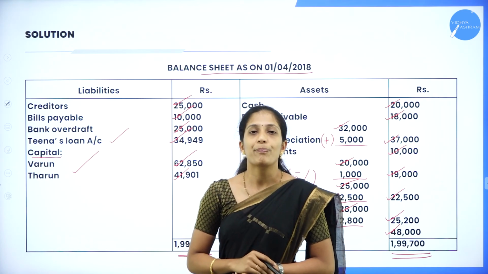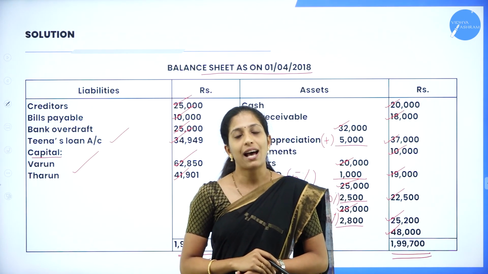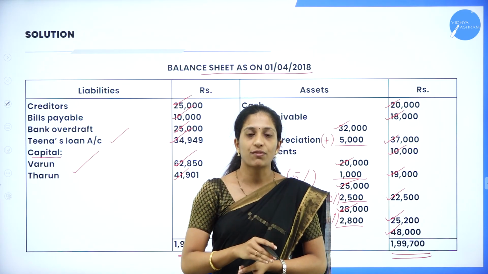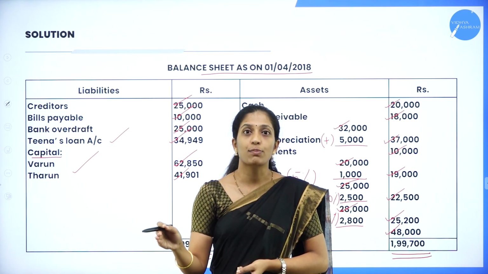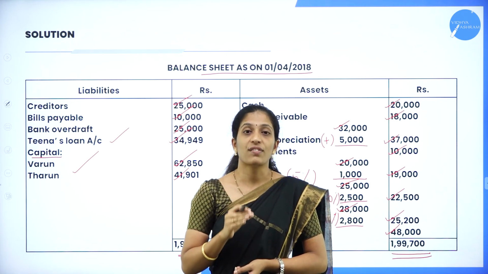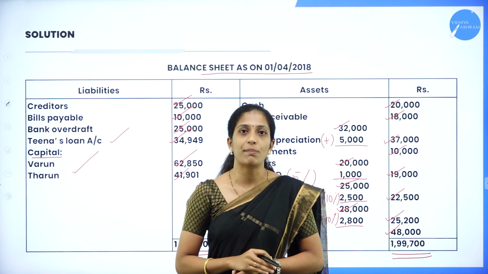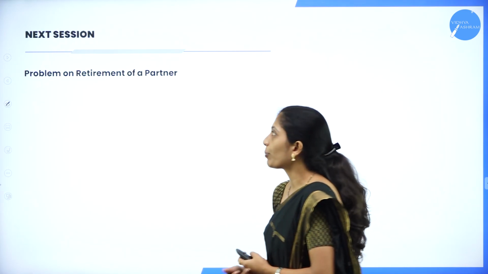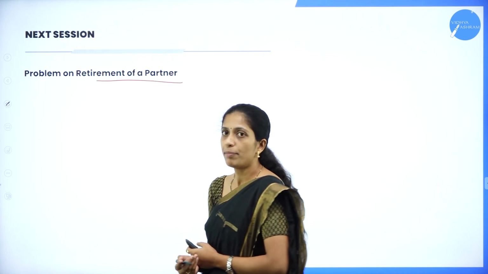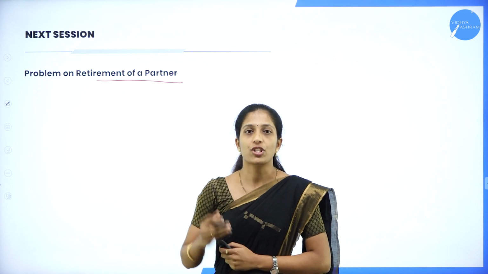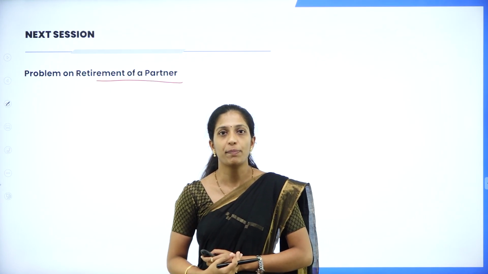So this is a very important 12 marks problem, as you know. So it is an alternative question. If they ask 12 marks from admission, then they will ask 6 marks from retirement. In the same way, if they ask 6 marks from admission, then you can expect 12 marks from retirement. So in my next session, I am going to solve a problem on retirement of a partner. So we shall solve one more 12 marks problem on this chapter, that is retirement of a partner.